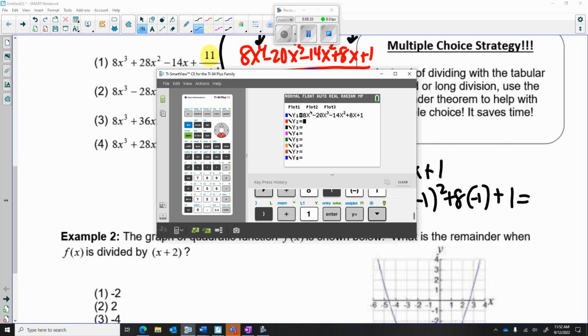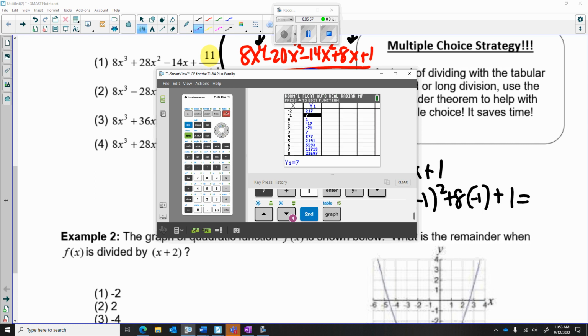Go to y equals, which is on the top left, and type in your numerator, which is called your dividend. Type in 8x to the fourth minus 20x to the third minus 14x squared plus 8x plus 1. And when you plug that whole thing in, go to the table. To get to the table, we press second graph, which is on the top.